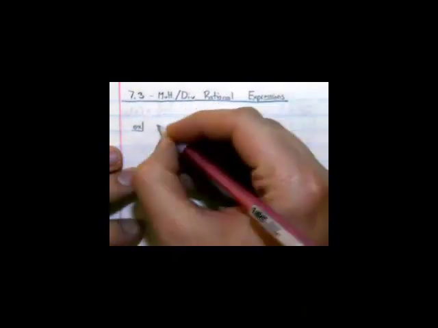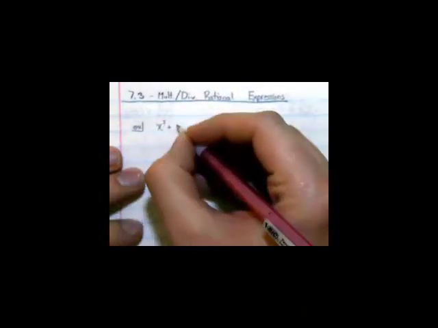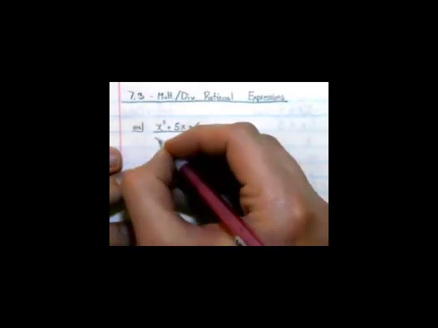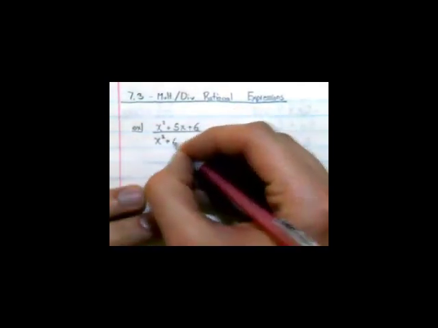So let's say we have something like x squared plus 5x plus 6 over x squared plus 6x plus 8. And we want to try and simplify that expression. Okay? So to simplify it, we want to break it down as much as we can, the numerator and the denominator, and then if there's anything there that will cancel out, we can go ahead and take care of those and get them out of there. And then whatever's left over is our simplified version of this.